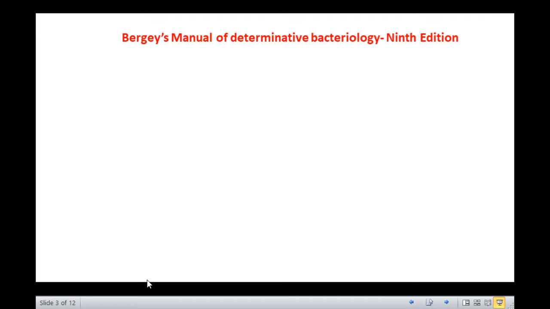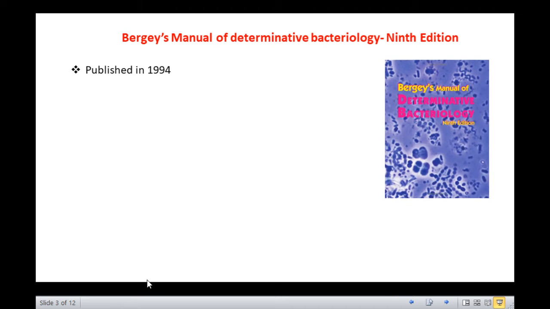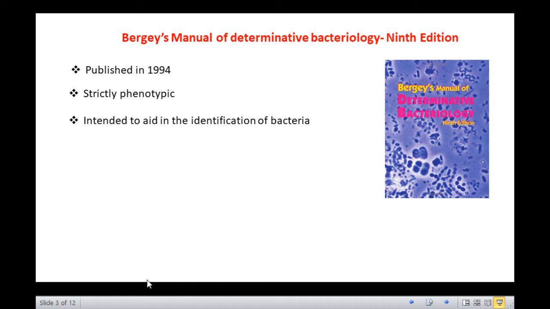The arrangement of the 9th edition of Bergey's Manual of Determinative Bacteriology, published in 1994, is strictly phenotypic with no attempt to offer a natural higher classification. The arrangement is utilitarian and is intended to aid in the identification of bacteria.